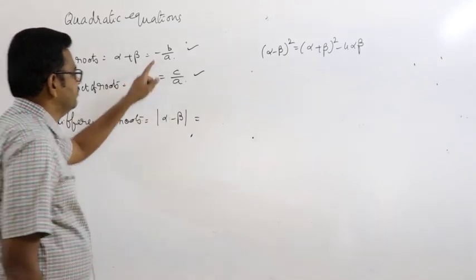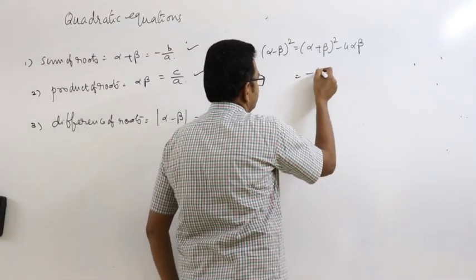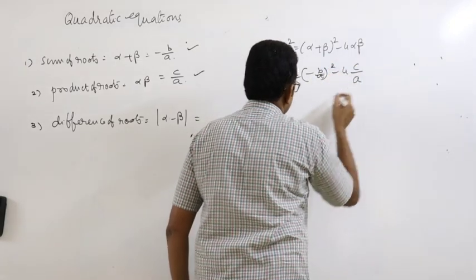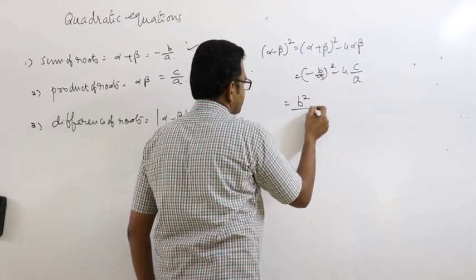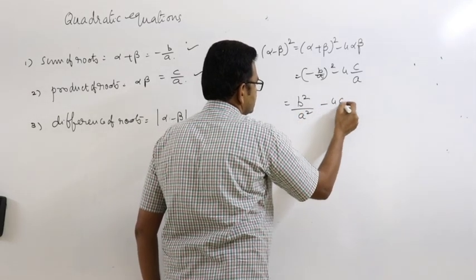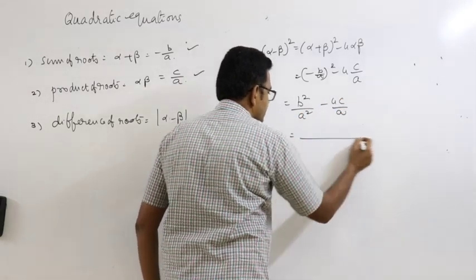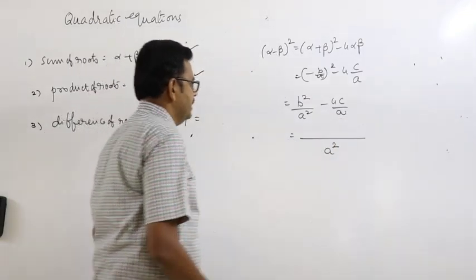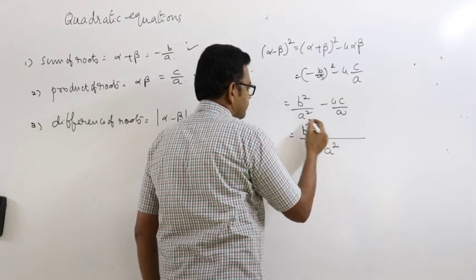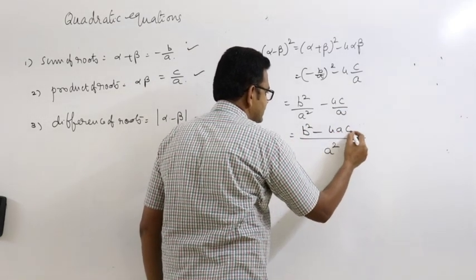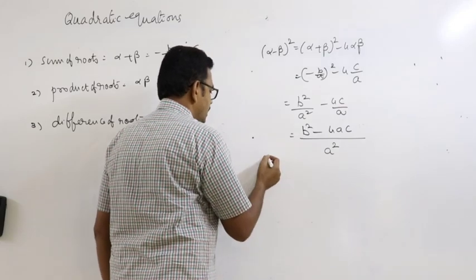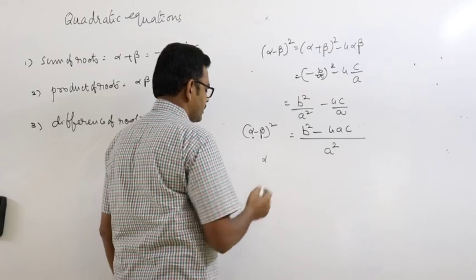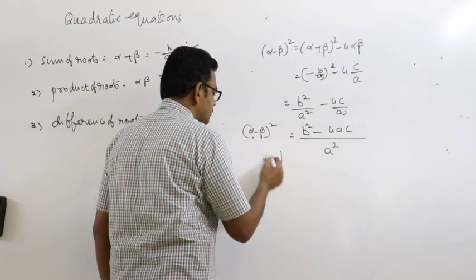Alpha plus beta is minus b by a whole square, minus 4 into c by a, that is b square by a square minus 4c by a. By taking LCM, a square is the LCM. So this is b square minus 4ac by a square. So this is alpha minus beta whole square. So alpha minus beta equal to what?